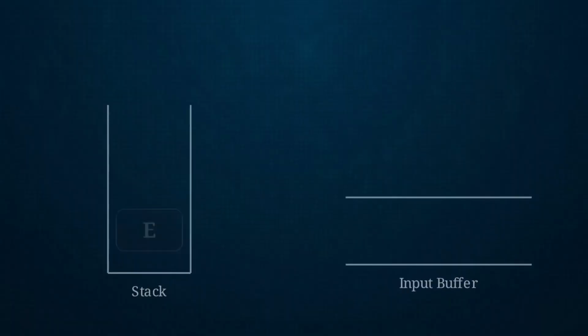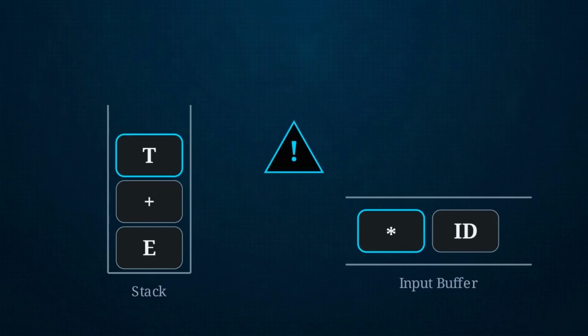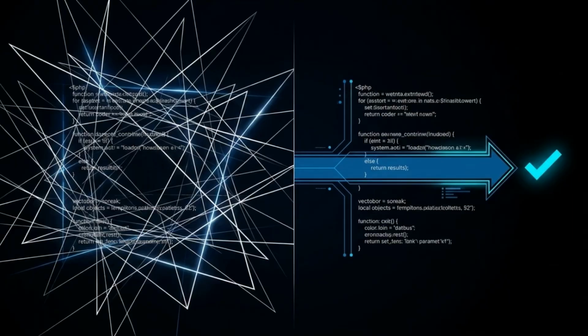Here, the stack holds an expression and a term, while the input buffer has a multiplication sign and an ID waiting. The shift-reduce parser hits a wall. Should it shift the next token or reduce what is there? It lacks information to decide. In compiler design, ambiguity leads to errors. The system requires a deterministic path to ensure the source code is translated exactly as written.